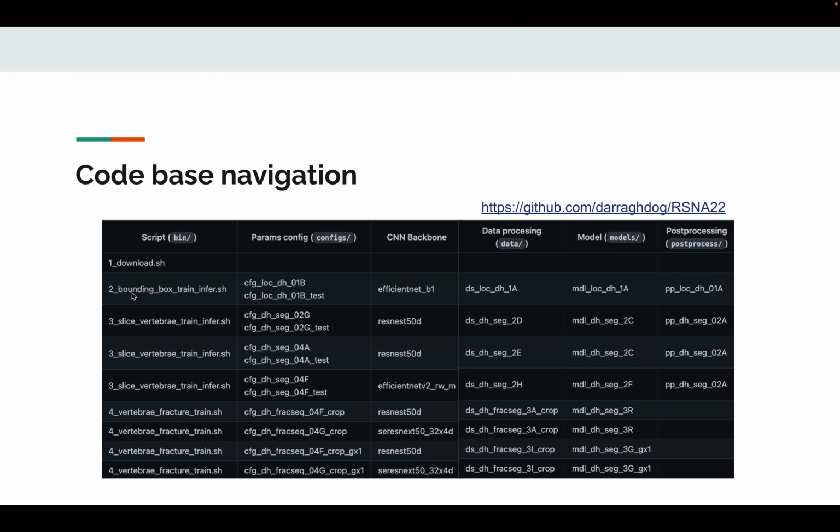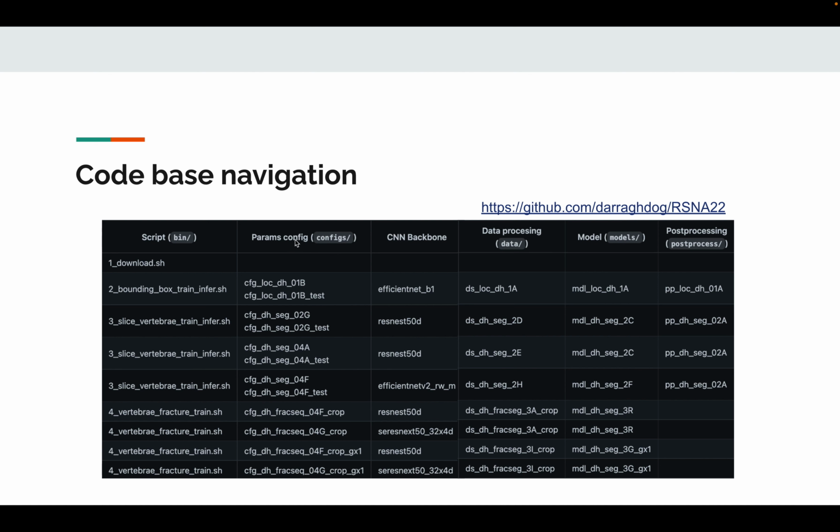So yeah, the backbones, what you can see here is this first script is to download the data, second script to create the bounding boxes for the data. Third script is to get slice level vertebrae labels, as we just explained. The next script trains on the slice level fractures and study level fractures.